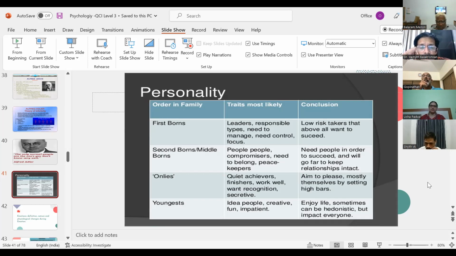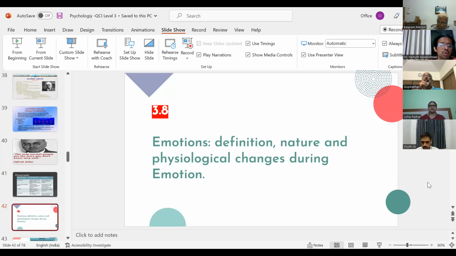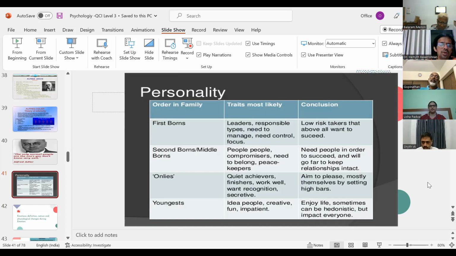I can relate very well because I am the fifth in the family. I'm the youngest in the family, and most of the creative things, art, painting, music, everything, I was there. I don't know whether I have created impact everywhere, but I can relate to most of these things. So here we stop.